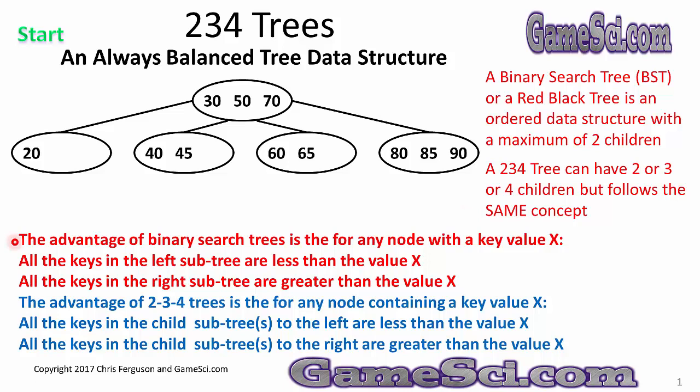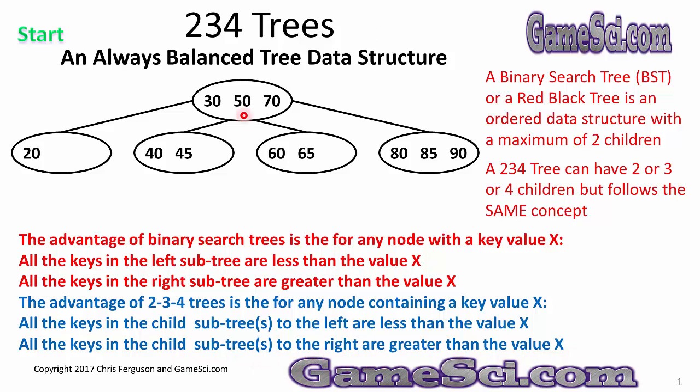The advantage of a binary search tree is for any node with a key value x, all the keys in the left subtree are less than the value of x. All the keys in the right subtree are greater than the value of x. The advantage of a 234 tree is for any node containing a key value of x, all the keys in the child subtrees to the left are less than the value x. All the keys in the child subtrees to the right are greater than the value of x.